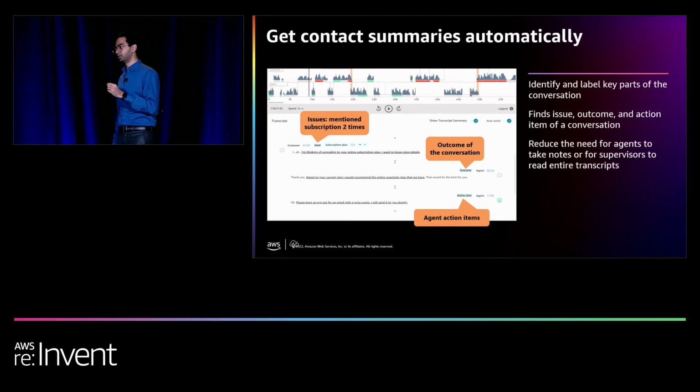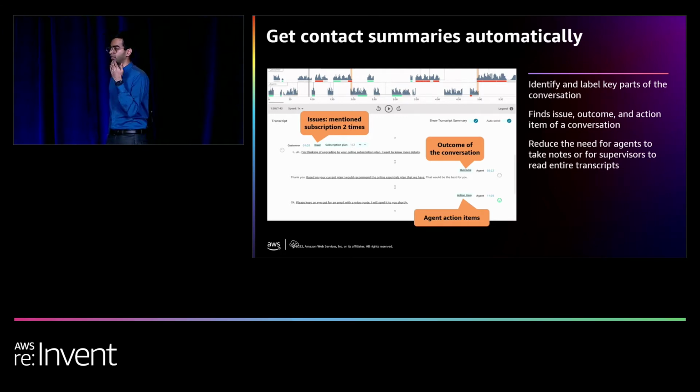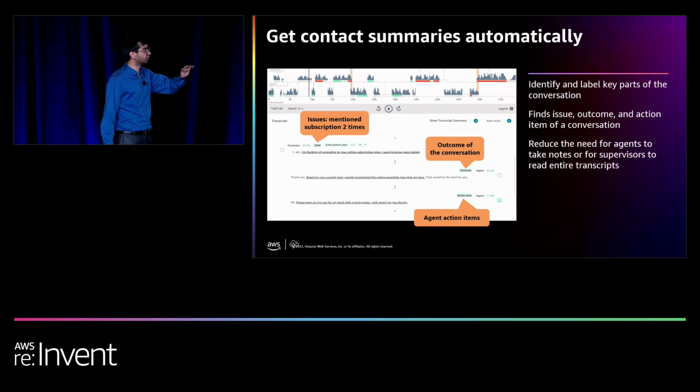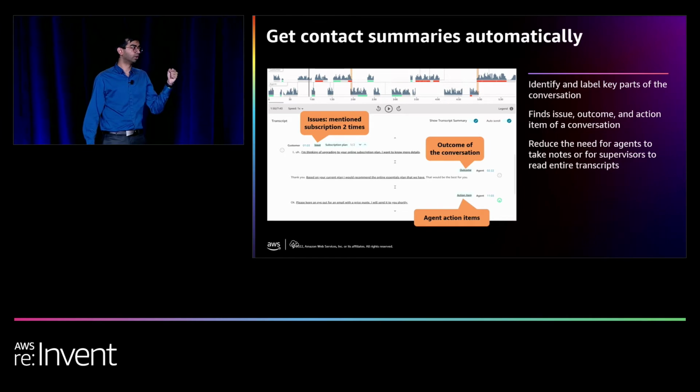So if a supervisor is going through certain contacts to look at the contents of it, they have to spend less time going through the entire transcript. They can just focus on the summary and then see what exactly has happened on that conversation.